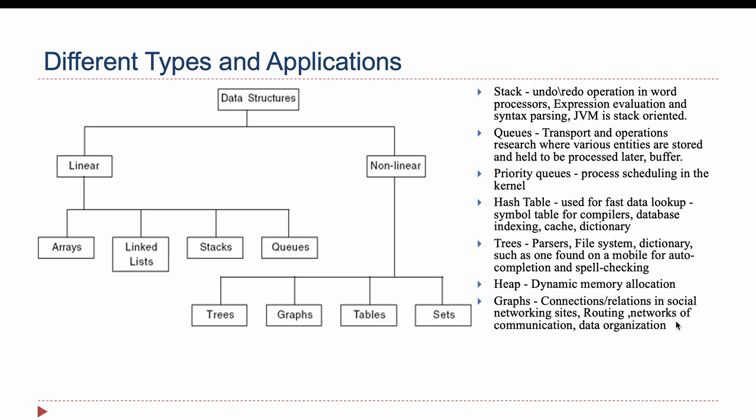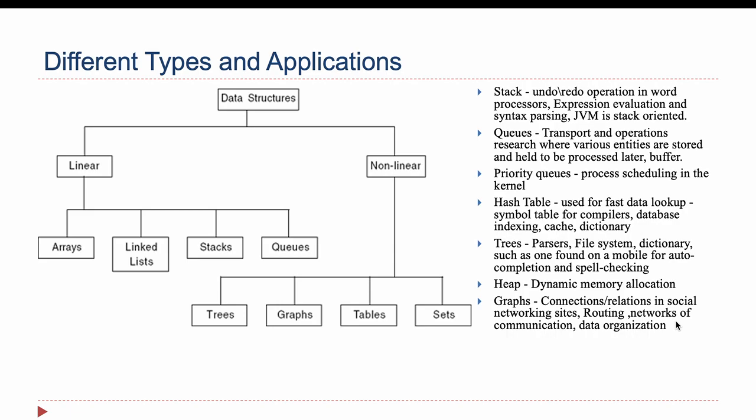Trees are used for parsers, file systems, and dictionaries such as the one found on a mobile for auto completion and spelling checking, whereas heaps are used for dynamic memory allocation such as in the C++ standard library. And finally, graphs are used for representing connections or relations in social networking sites, routing networks of communication, and data organization.